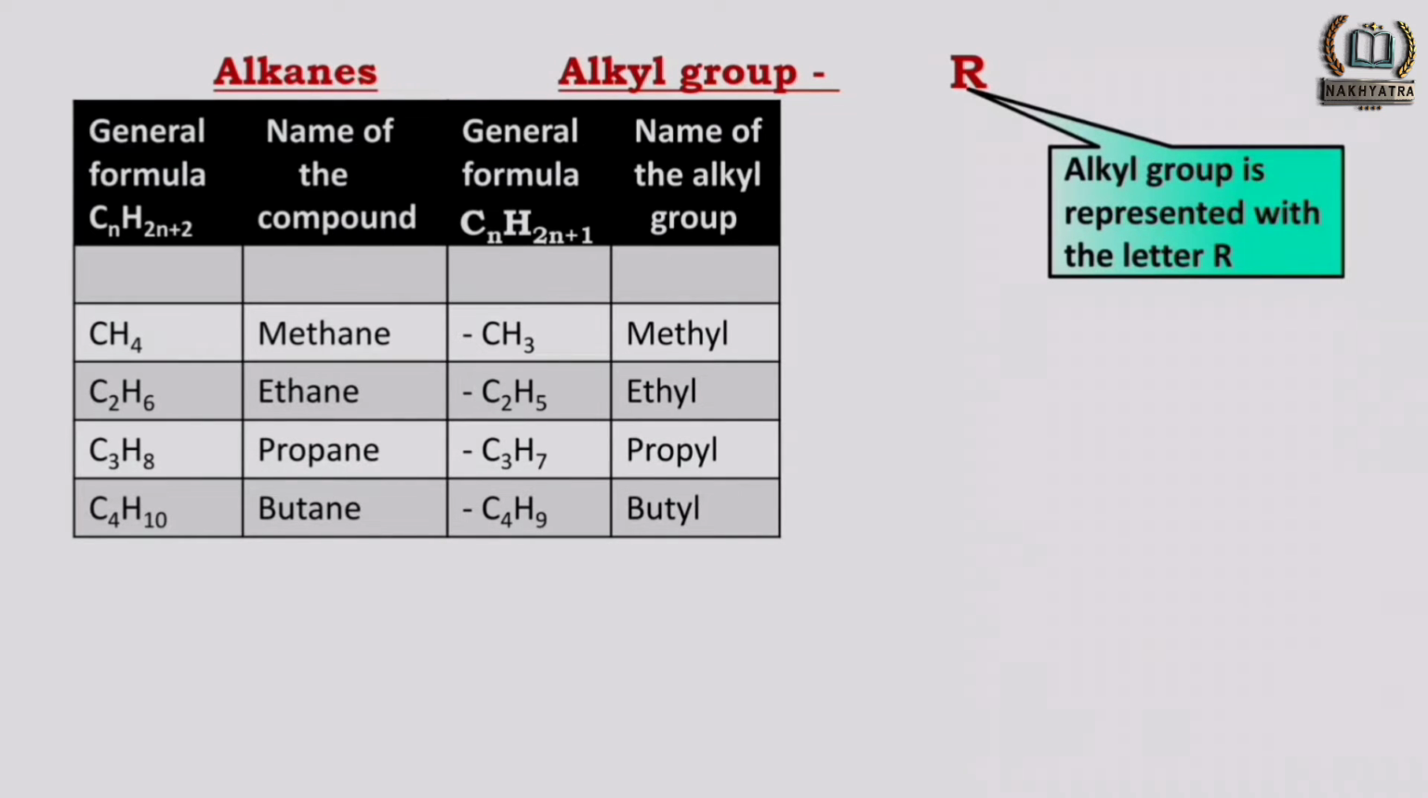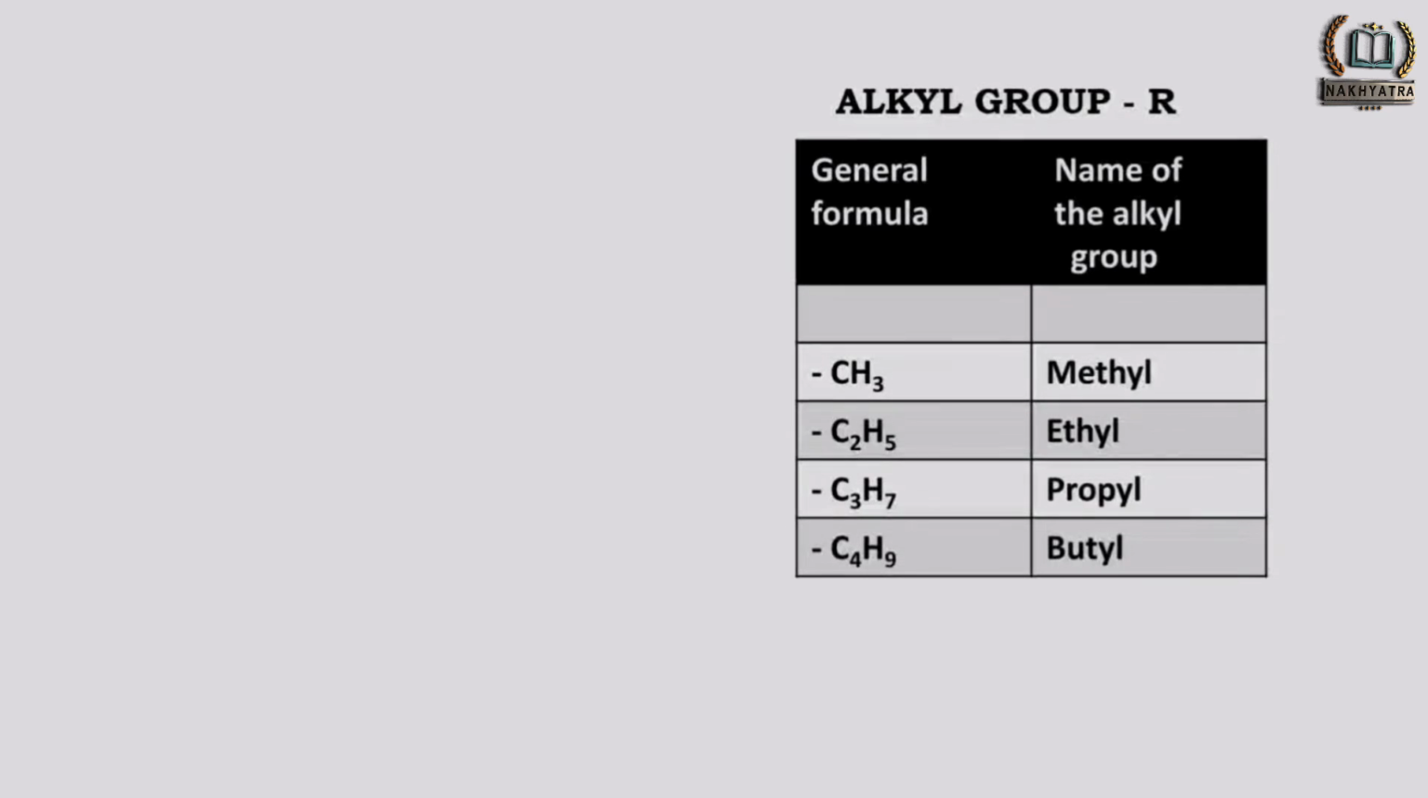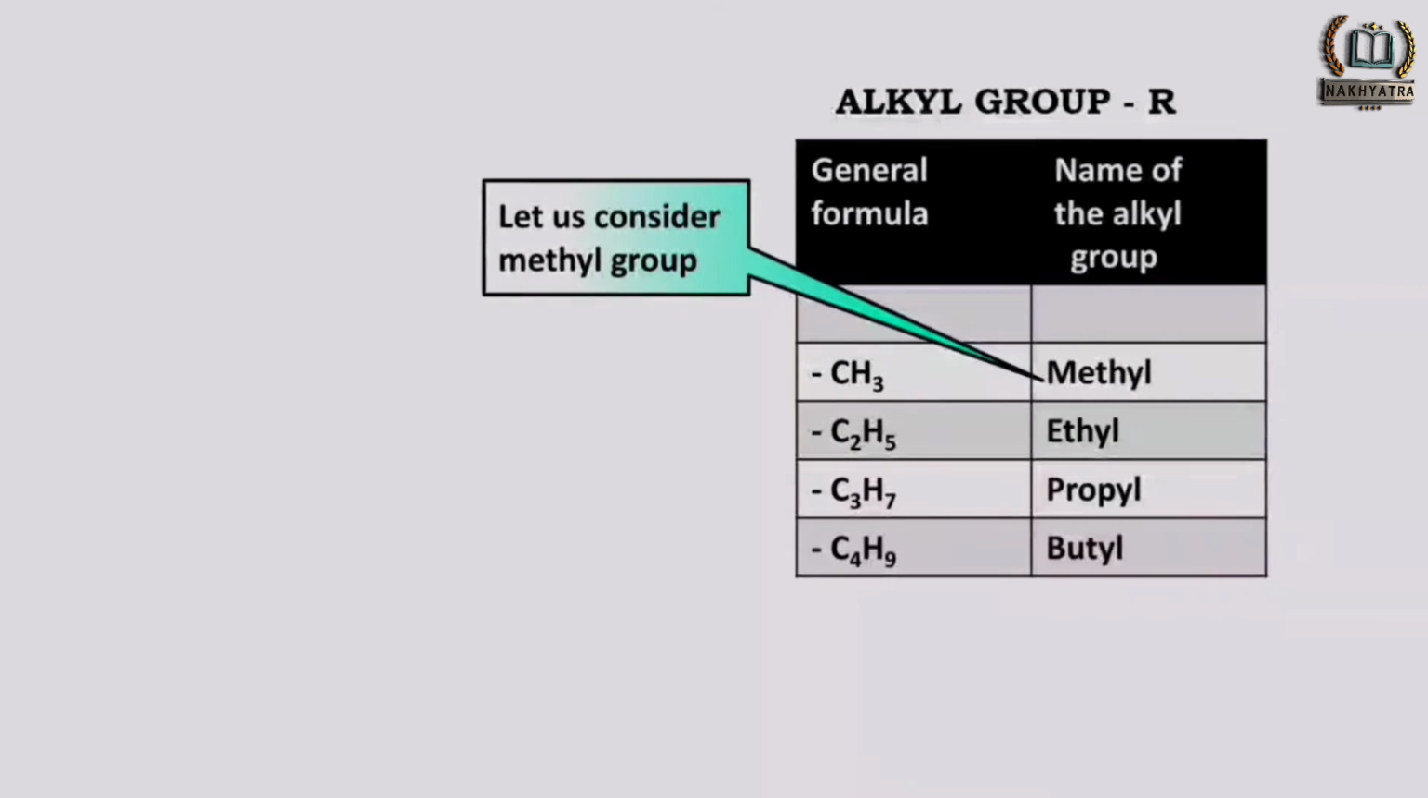Now here R represents the alkyl group. Okay. Now see the alkyl group which will be represented by R: CH3 methyl, C2H5 ethyl, then propyl, C3H7, and butyl, C4H9. Now let us consider the methyl group.